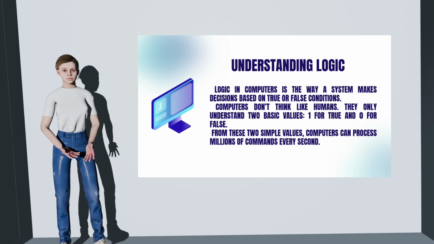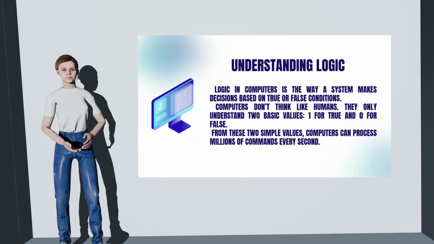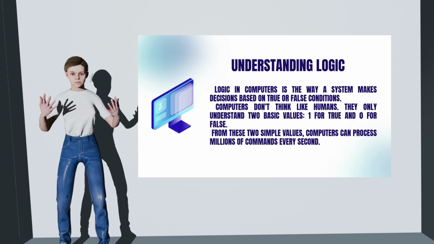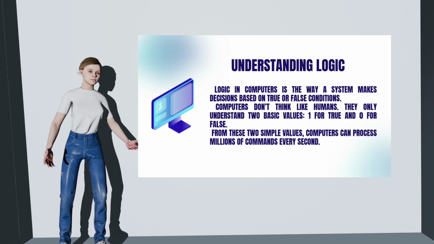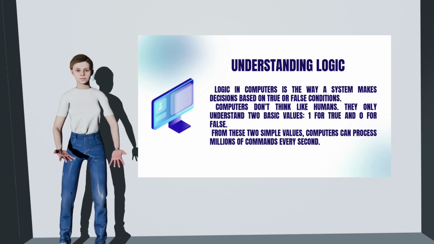Now, let's talk about logic. Logic in computers is the way a system makes decisions based on true or false conditions. Computers don't think like humans. They only understand two basic values, 1 for true and 0 for false. From these two simple values, computers can process millions of commands every second.